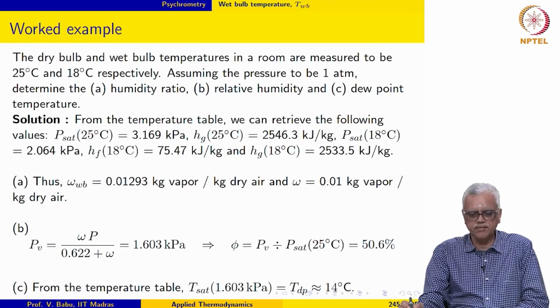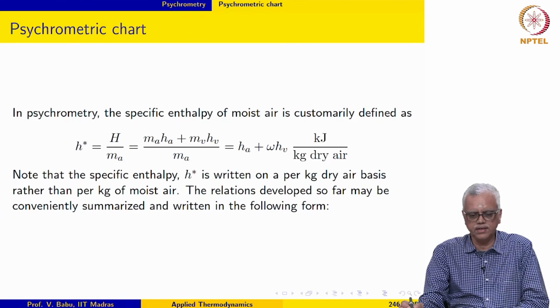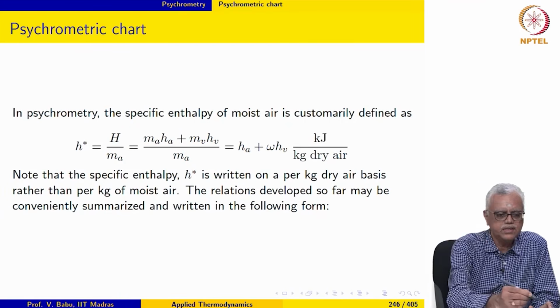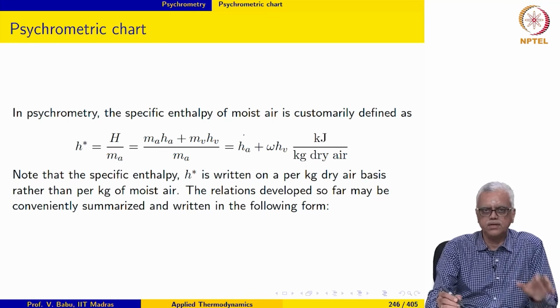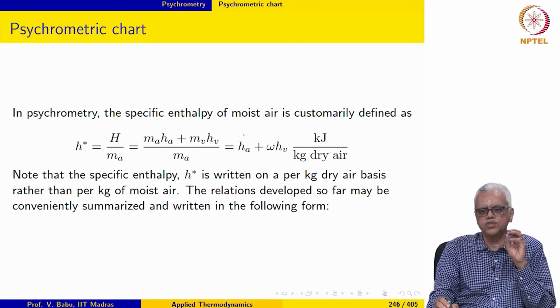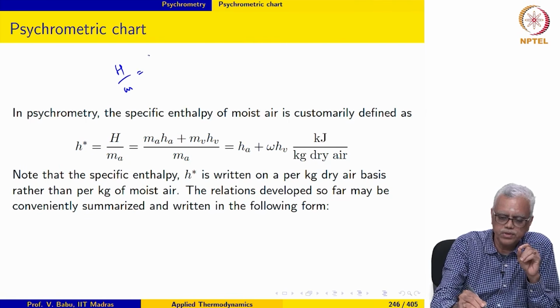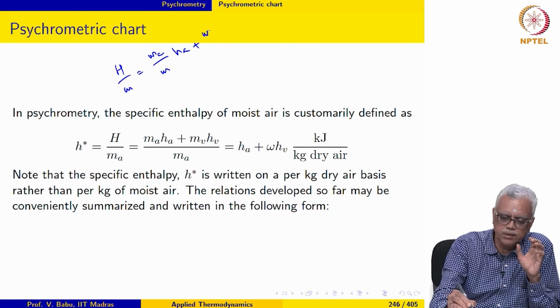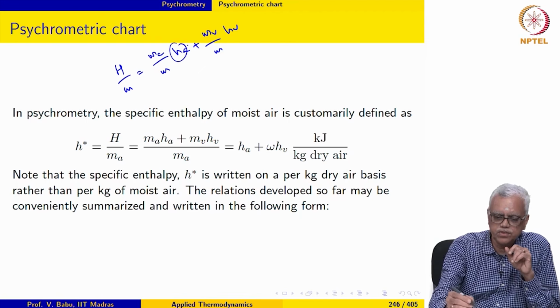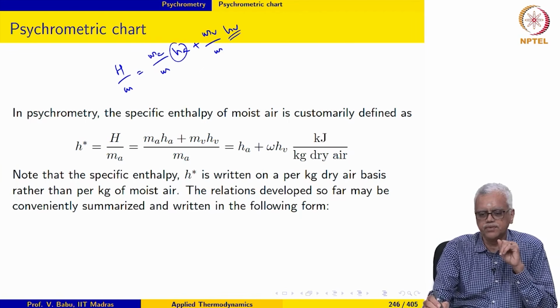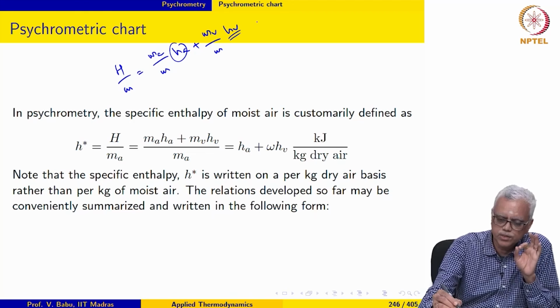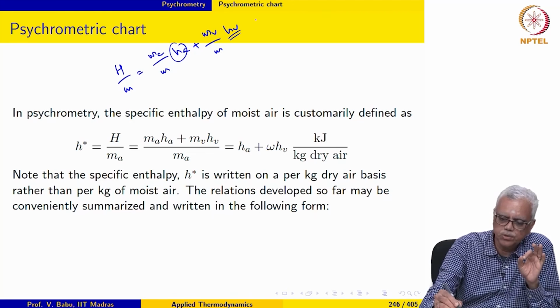Which means that we would like to define the specific enthalpy of moist air not on a kg of moist air basis. What I just wrote was something like this: H over m is ma over m, the dry air mass fraction, times ha plus mv over m times hv. This of course becomes Cp times T, and this is hg of T. This is nothing but the specific enthalpy of moist air in units of, say, kilojoule per kg air.